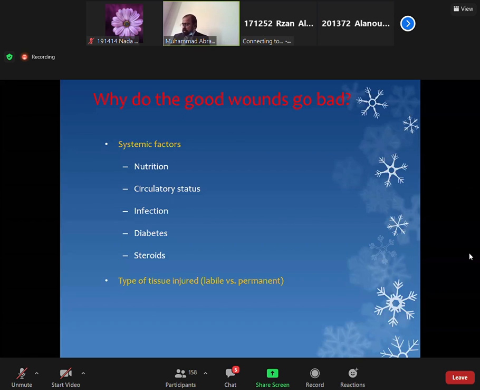Okay. Now the type of tissue injured: labile cells heal quickly, permanent cells take a longer time, right? And there is aberrant cell growth with extracellular matrix production, and it forms keloid sometimes, not in all. These patients have a genetic problem, and whenever there is a cut, keloid is formed.